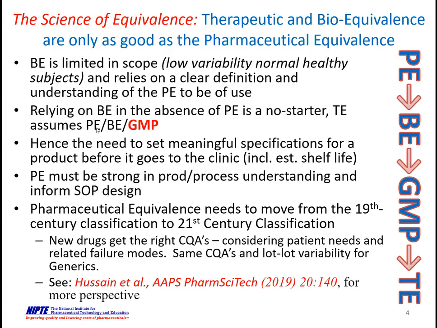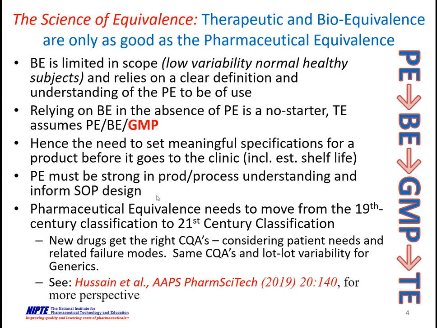And in fact, even with pharmaceutical equivalence, it has to be coupled with good GMPs for reasons we'll talk about. So you really need to have meaningful specifications for a product set before it goes into the clinic. And this is true whether you're talking about across generic sponsors or during a development campaign from a branded company of a new compound, when you make changes and do bioequivalence studies, if they really are representative of the product that ultimately goes to the patient.